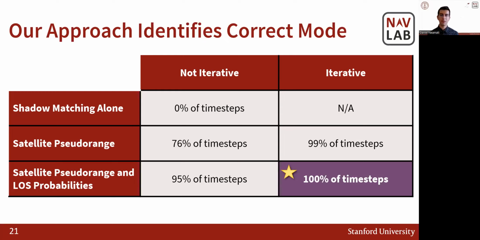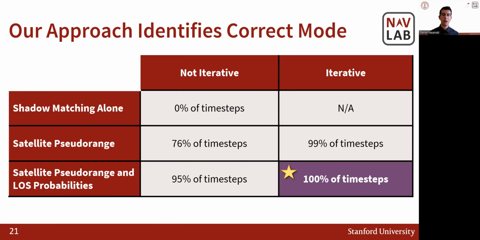So the most important metric here is, are we able to identify the correct mode? And then we find that when we combine the set-based pseudoranges, the line of sight probabilities, and iterative, we're able to identify the correct mode in 100% of the time steps for this experimental scenario. If we drop one of those, then we see a degradation in performance, though dropping only one still has very high performance. So for example, if we keep iterative but don't use the line of sight probabilities, we're able to identify the correct mode in 99% of the time steps.